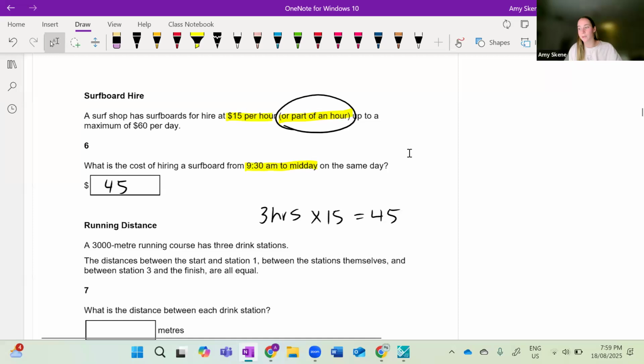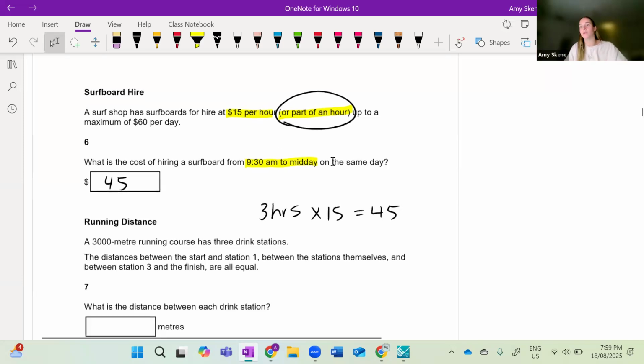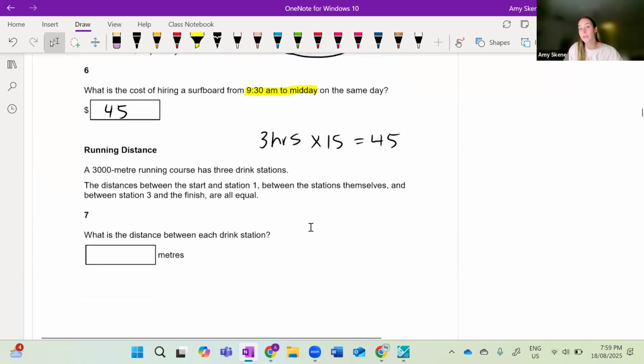So all part of the hour, even if you did over, you know, if you did 15 minutes, you would still be charged that $15 per hour because you've gone over for the length.